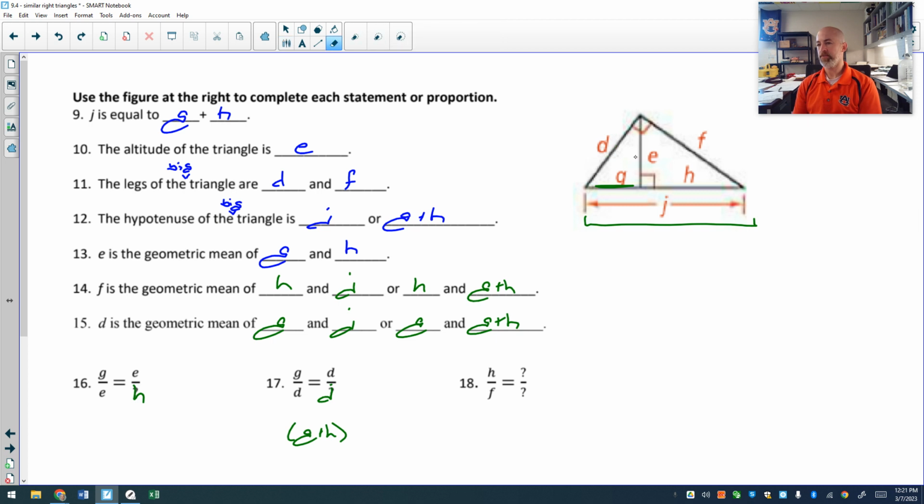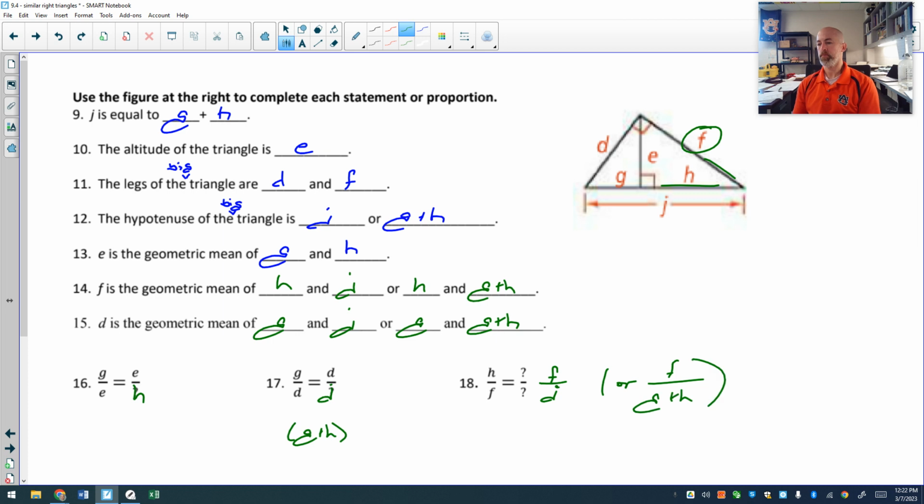And then finally, we are looking at F here. That's the leg we're looking at. H over F would equal F over J. And again, you could say F over G plus H. Cool. So there's how we will set up our proportions in those, whether you're looking at the legs of the original triangle, the big triangle, or the altitude.